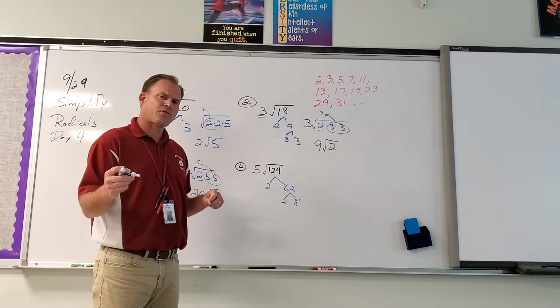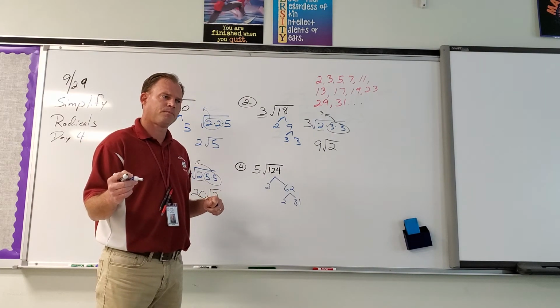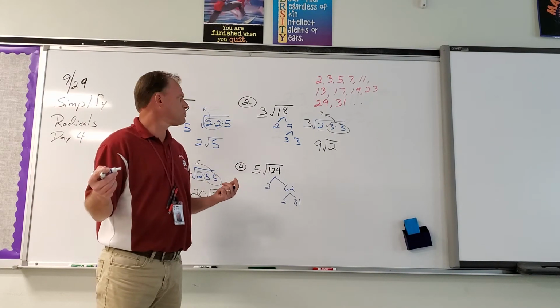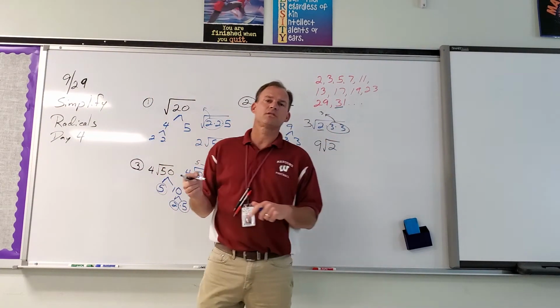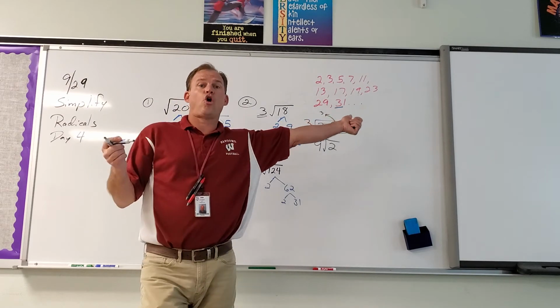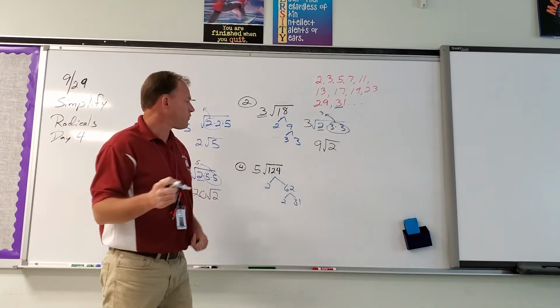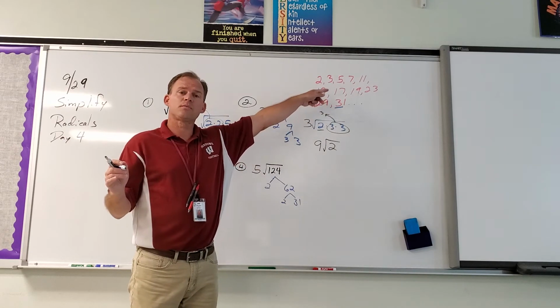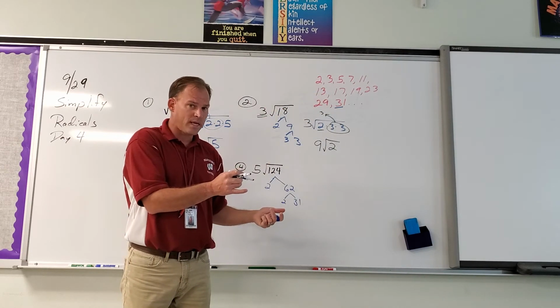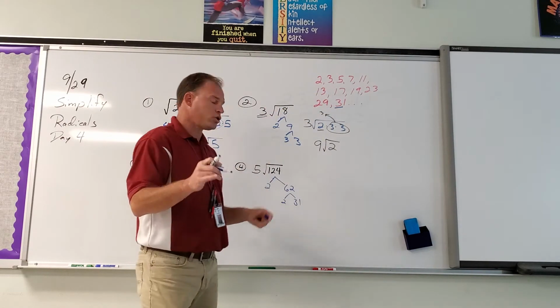I don't know anything that goes into 31 off the top of my head. It's not even, but if I'm paying attention to my list of prime numbers, 31's on it. Okay? So if you can't think of anything and your calculator doesn't give you anything, look at the list of prime numbers. I gave you a list last week, so take a look at that. It could be on there.